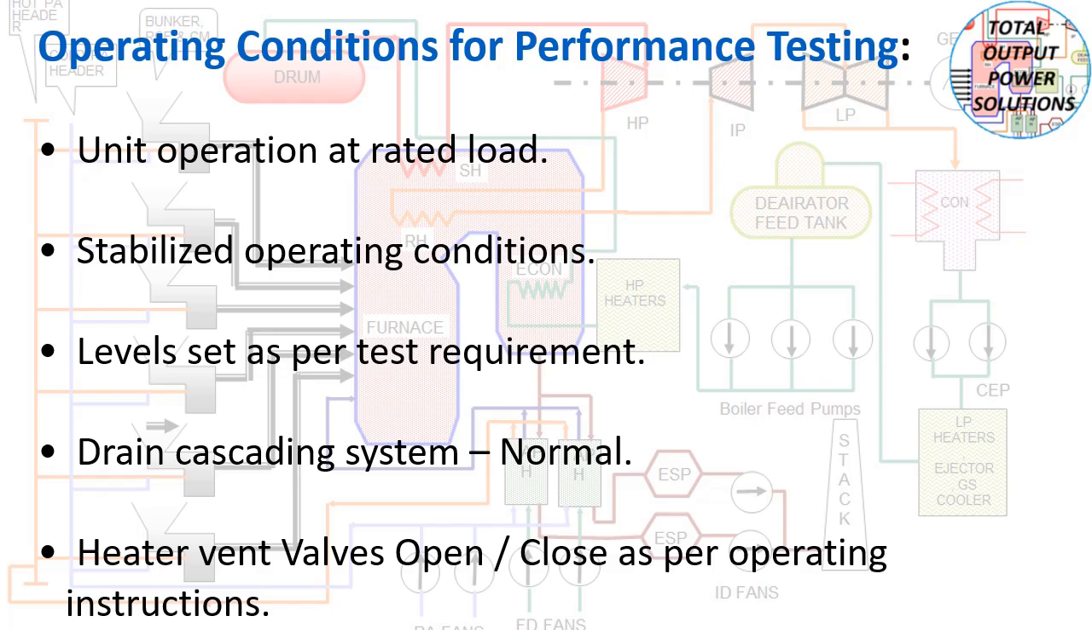The drain cascading system should be normal. The drain cascading system means the drain that is being cascaded should be normal. Then the heater vent valves should be kept open or closed as per the operating instructions, whatever the operating instructions are.